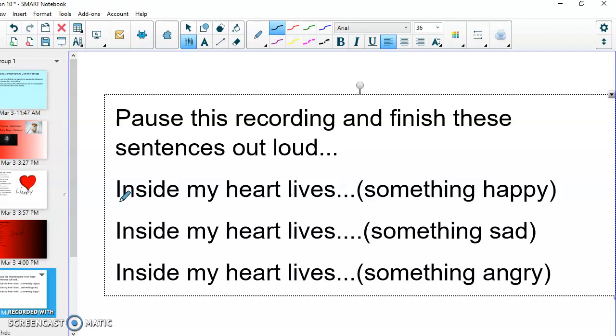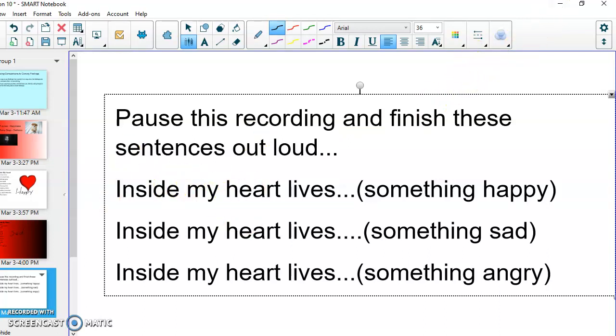All right, next one to try. Inside my heart lives, this time something angry. Inside my heart lives, oh goodness, I'm struggling with the angry. Well, I'll do like a teacher. Inside my heart lives students who never do their homework. That can make me angry sometimes. How about you? Pause me, try it. All right, guys, good job.